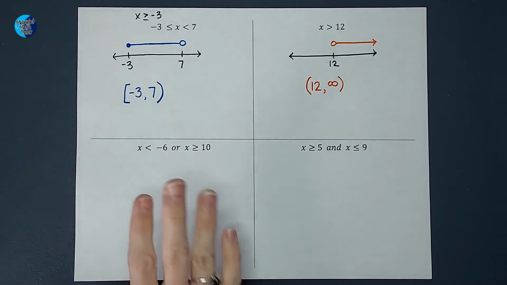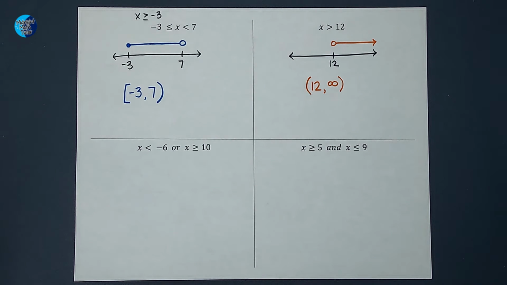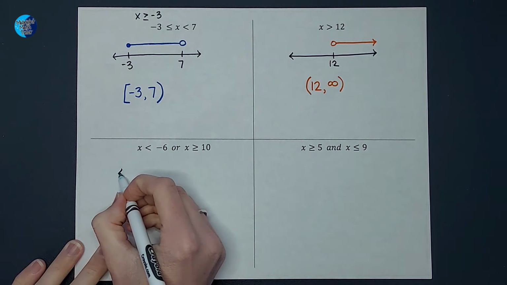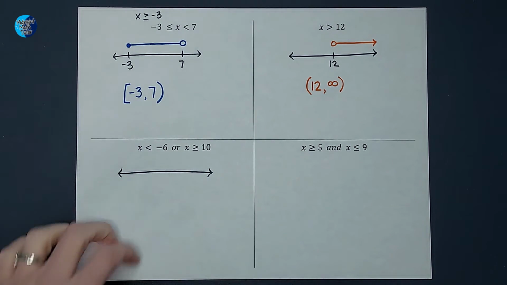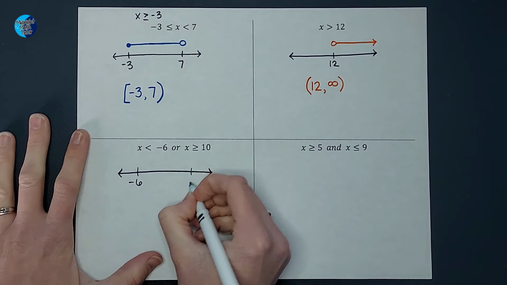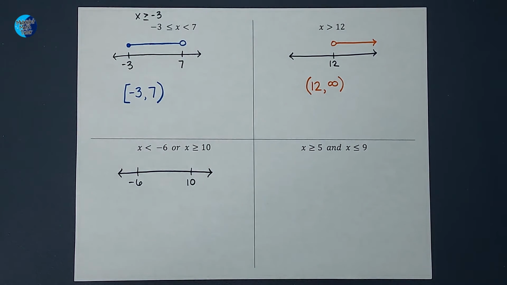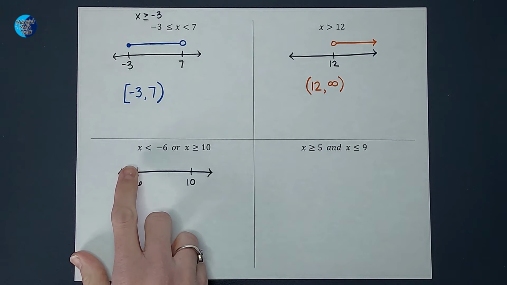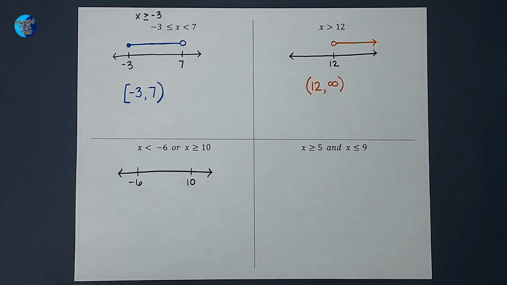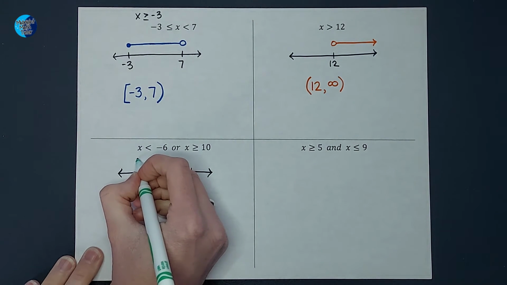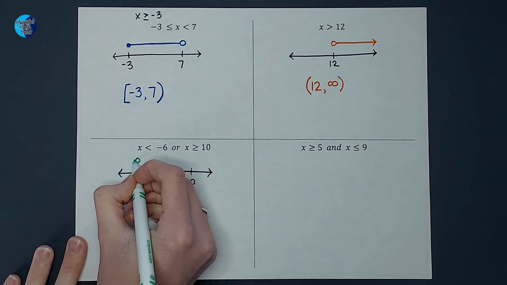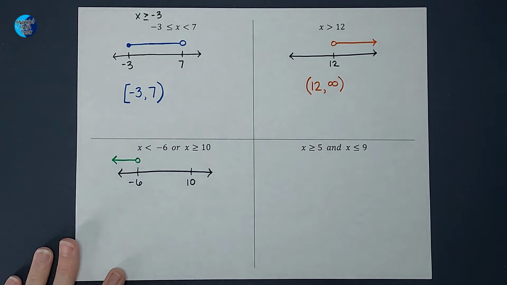All right, let's go ahead and look at this third one. So again, we're going to draw our number line. Now, this is an OR inequality. So we just need to keep that in mind. Here's my number line, -6 and 10. And looking at the first one, we have x is less than -6. There's no equal to under that, so I'm going to use an open circle. And it's the numbers less than -6. So that would be going this way, right?